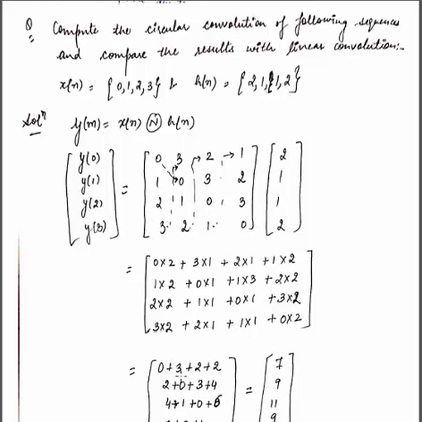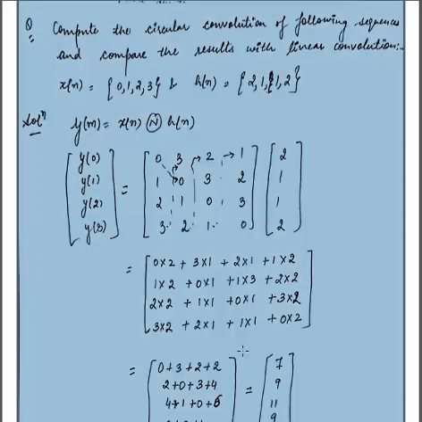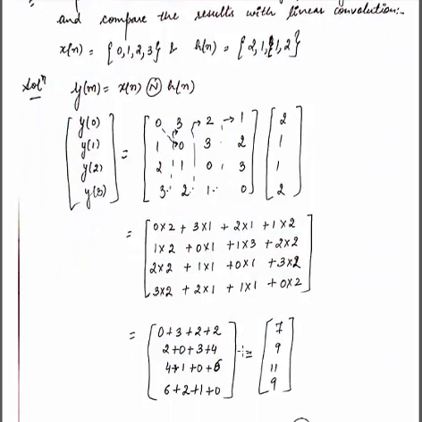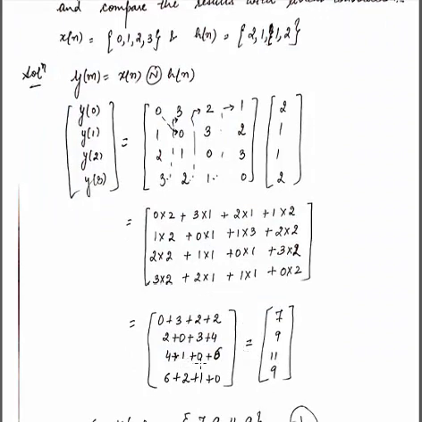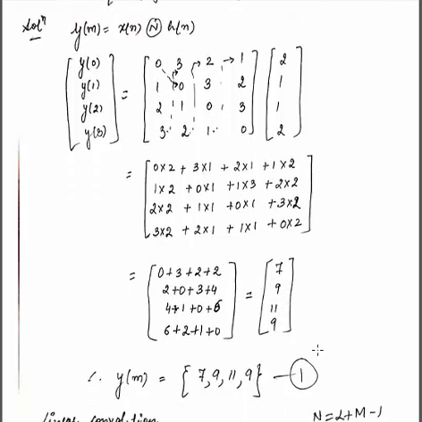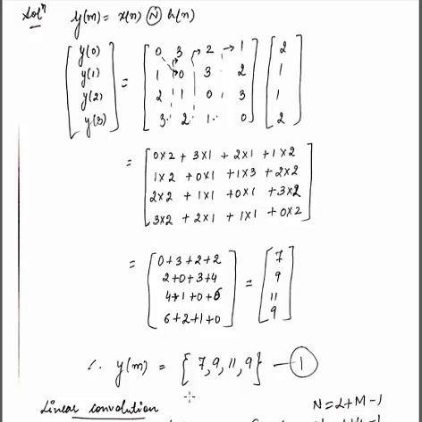So this is 0 plus 3 plus 2 plus 2. Then 2 plus 0 plus 3 plus 4. 4 plus 1 plus 0 plus 6. 6 plus 2 plus 1 plus 0. So the result will come 7, 9, 11, 9. So we obtain the circular convolution: y of m is equal to 7, 9, 11, 9. That is equation number 1.